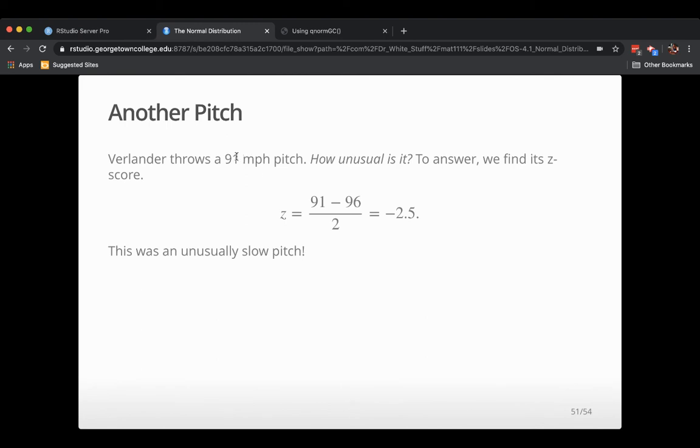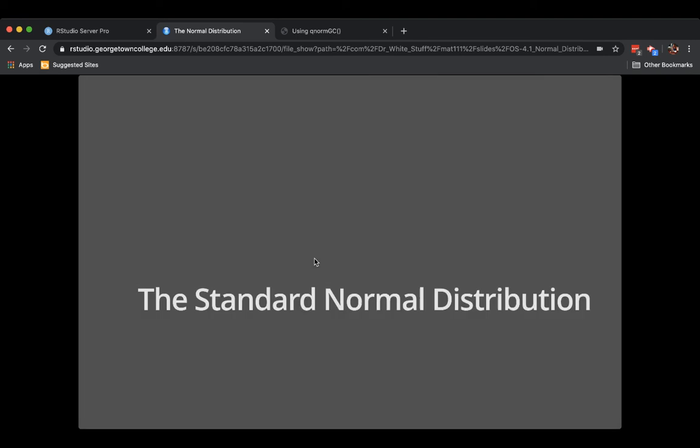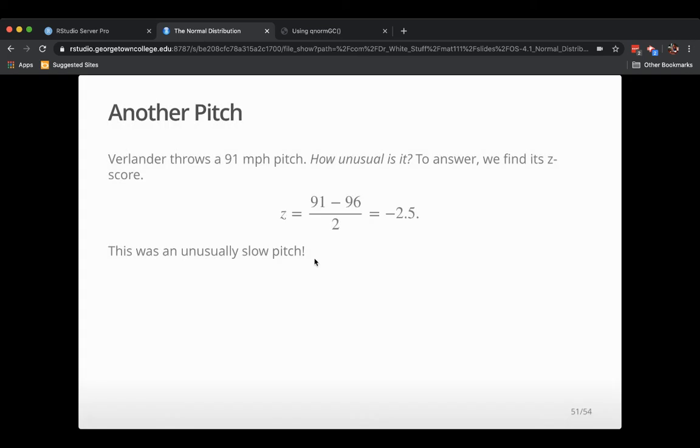On the other hand, suppose he throws a 91 mile per hour fastball pitch. How unusual is that? Get the z-score. 91 minus 96 is a -5. Divide by the standard deviation of 2, you get -2.5. There's a z-score that is less than -2. So we're looking here at an unusually slow pitch. That's how you use z-scores to figure out how unusual a data value is compared to everything else in the group that it comes from.